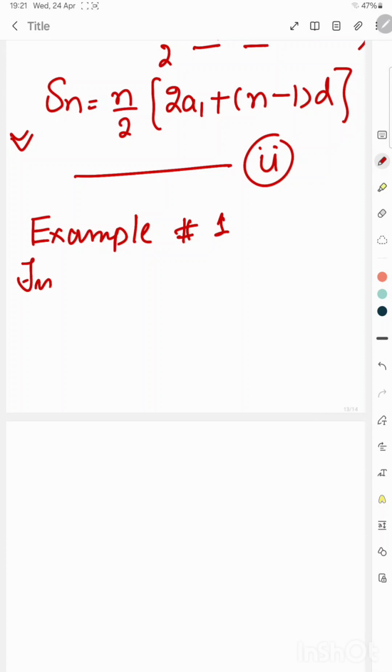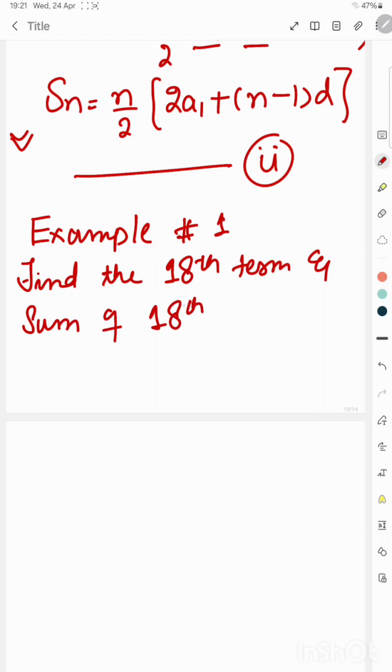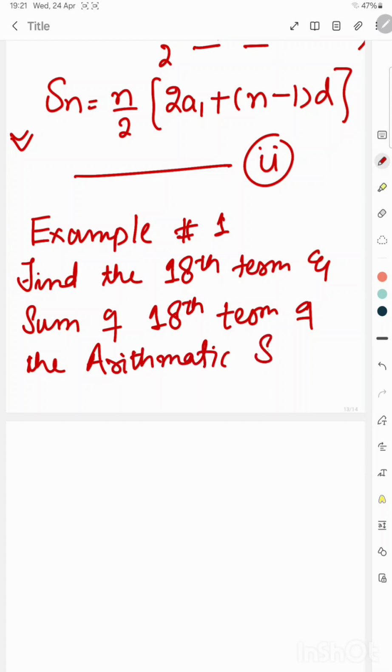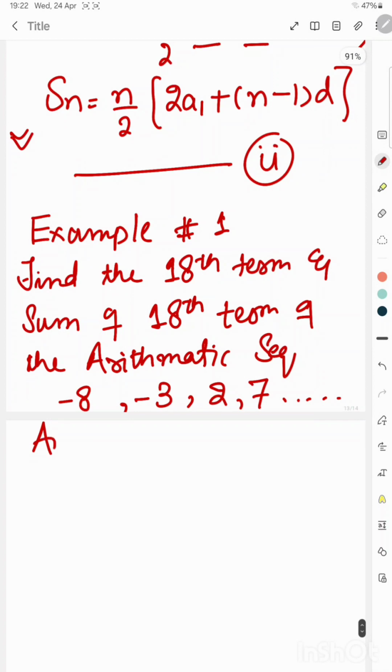find the 18th term and sum of 18 terms of the arithmetic sequence, and the sequence which is given to us is -8, -3, 2, 7 and so on. So here the last value is not given. Okay, so the answer I will write here.